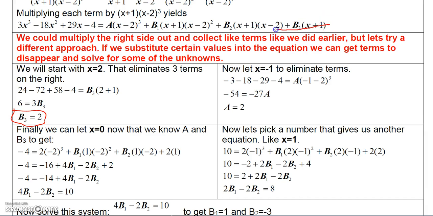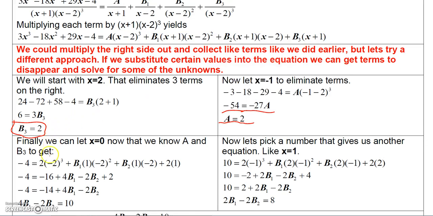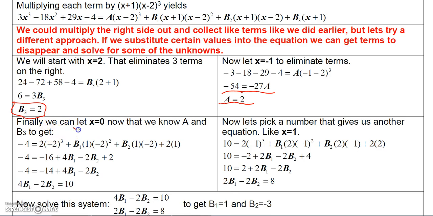If I let x equal negative 1, then all of these terms would disappear. And if I plug negative 1 into the left, I'll get negative 54 on the left. And then if I plug negative 1 in here, I'll get negative 27. So I get negative 27A, and then divide both sides by negative 27, and I get A equals 2. So I got A and B3. The next thing I'm going to do is let x equal 0. So let x equal 0 and plug that in. Now remember, anywhere there's a B3 or an A, you already know what those are. So go ahead and plug those in.